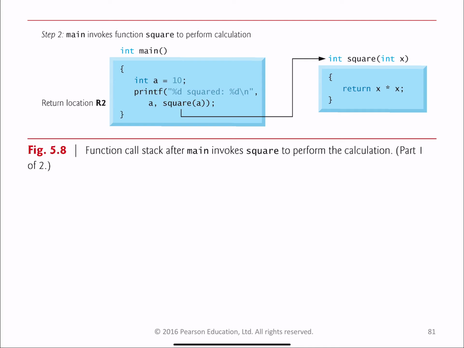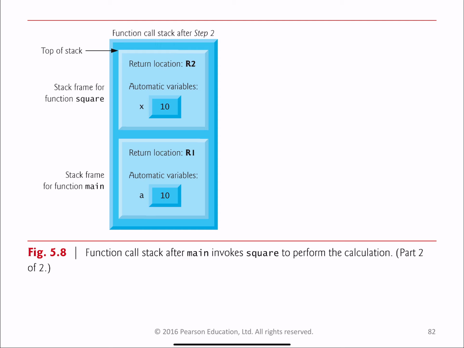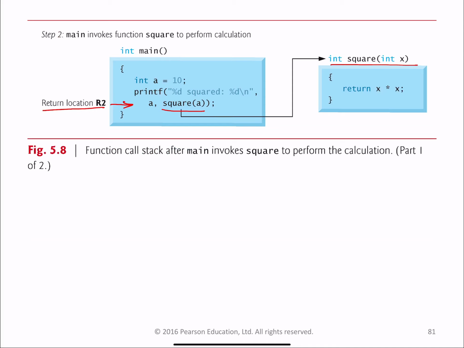Following that, when we reach the printf statement, we call the square function, and that takes us to function square. When we do that, another stack frame is pushed on top of the function call stack. At the very top of that will be the return location R2, representing this place here in the code, to which we have to return after we complete execution of function square.